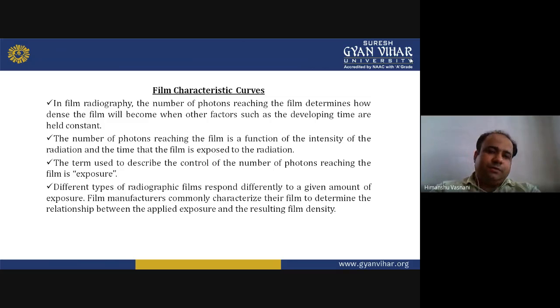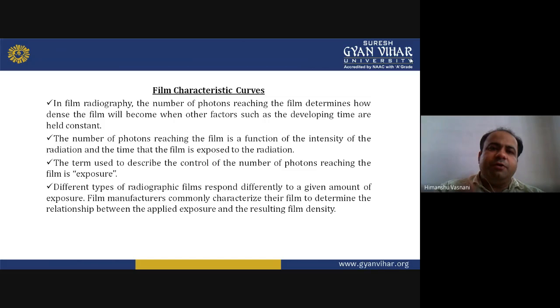Film characteristic curves. We have studied how the process of radiographic testing is done. We studied all the equipment used in the radiographic testing machine individually. We studied about gamma rays, isotopes, the X-ray machine, basic films, backscattering, and lead films. So now we are studying film characteristic curves.